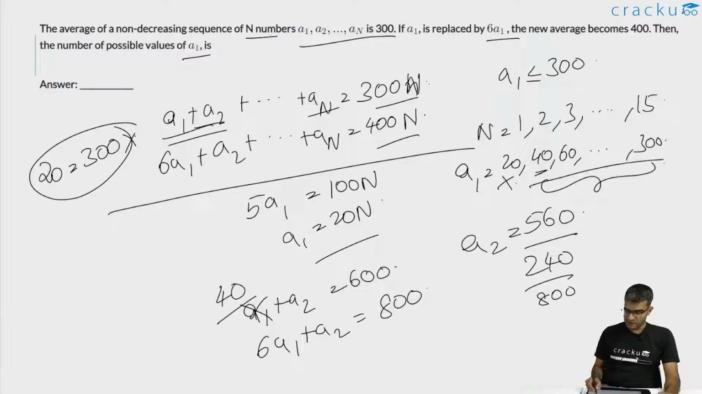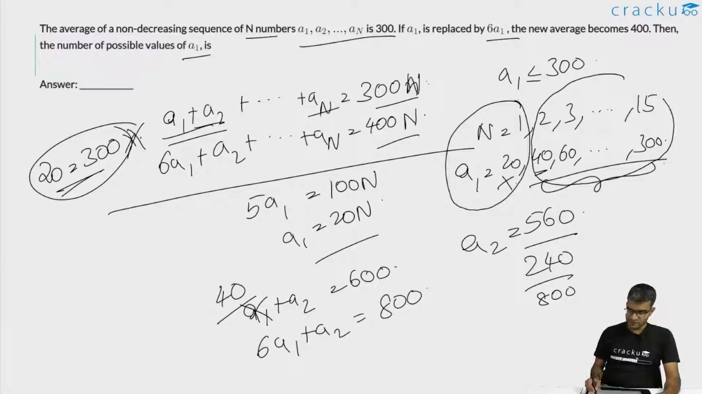This is valid for all the remaining values, because in the remaining values you have additional variables. The values of the variables will change such that the equations hold. But in the first case, when n is equal to 1 and a1 is equal to 20, there are only two variables and the equation is not holding. So the correct answer is that n can vary from 2 to 15 and a1 will be 20 times n, so it can take a total of 14 values.